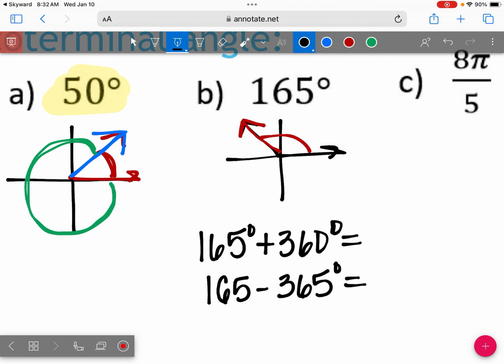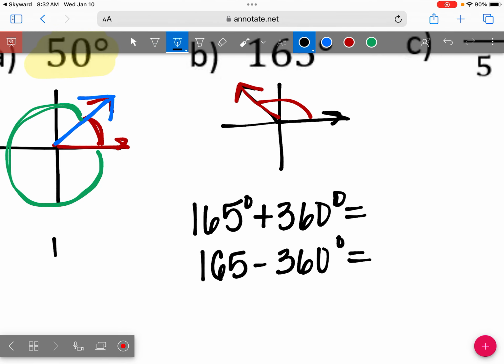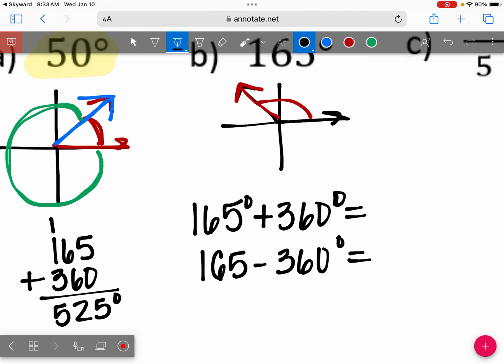So 165 plus 360, without a calculator. And then 165. Oh, I put 365. Sorry, let me fix that. It's 360. So let's go ahead and do that. I can only add vertically, so I have to stack them. So I got a 5, 12, carry the 1. Who got 525? Okay, so 525 degrees.